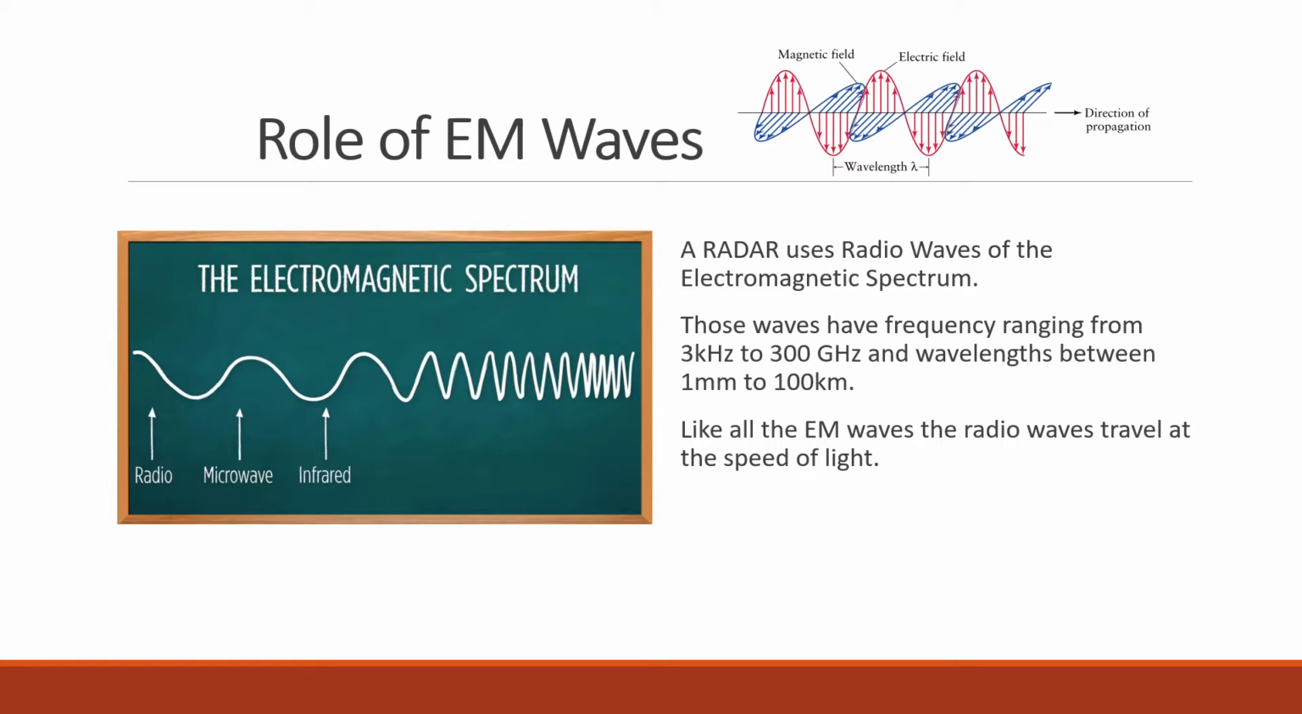Role of the EM waves. A radar uses radio waves of the electromagnetic spectrum. Those waves have frequencies ranging from 3 kHz to 300 GHz and wavelengths between 1 mm to 100 km. Like all other EM waves, the radio waves travel at the speed of light.